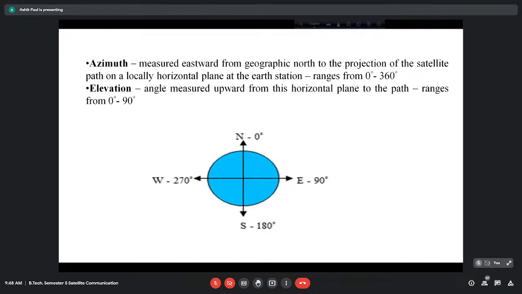Either it is at the same level as you, that means in the same horizontal plane as the Earth station, or it could be vertically overhead, that means right above your head, and then the elevation will be like 90 degree. So in case of azimuth, the convention that is usually followed is towards the north you have 0 degree, towards the east 90 degree, then towards the south azimuth is taken as 180, and towards the west it is 270.